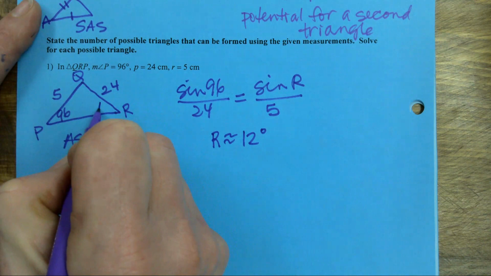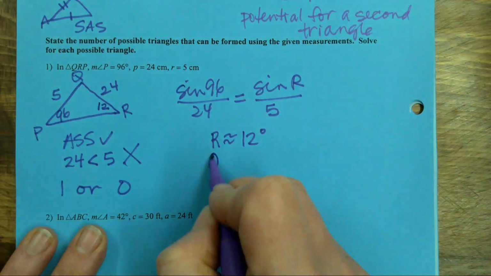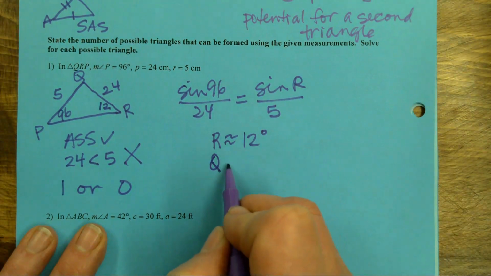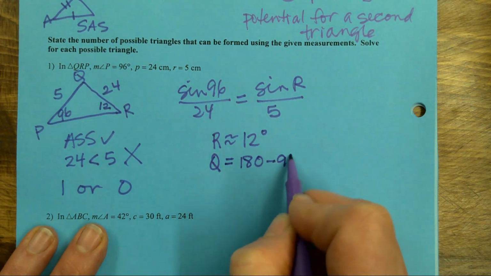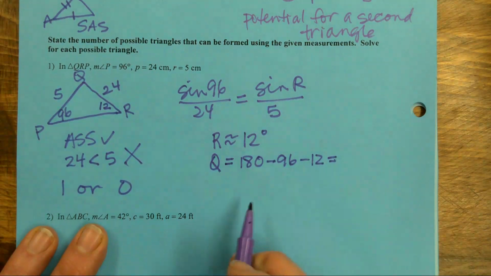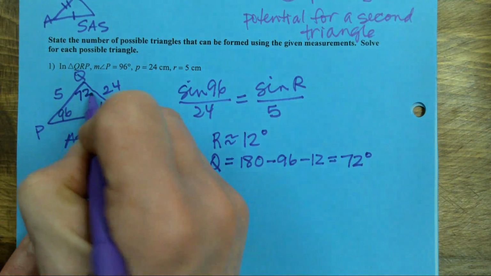I always take a look at my picture and make sure that it makes sense to what we have. The small angle across from the small side, that's very reasonable. The big angle across from the big side, also very reasonable. I need to go ahead and find the other angle, and that's Q. And Q is 180 minus 96 minus 12, or 72. Great. So I know that angle here is 72 degrees.